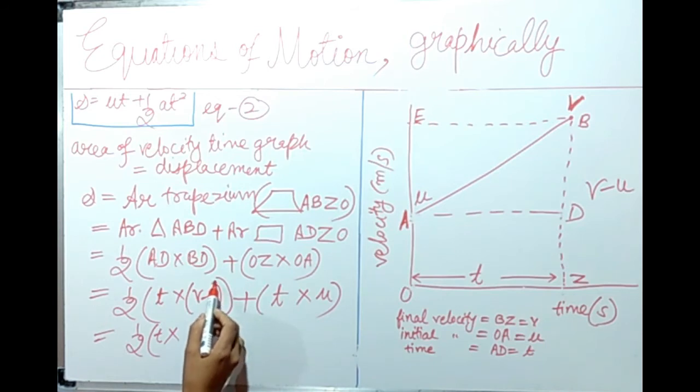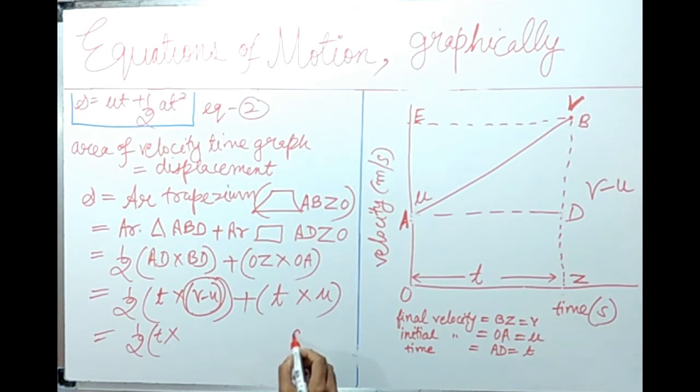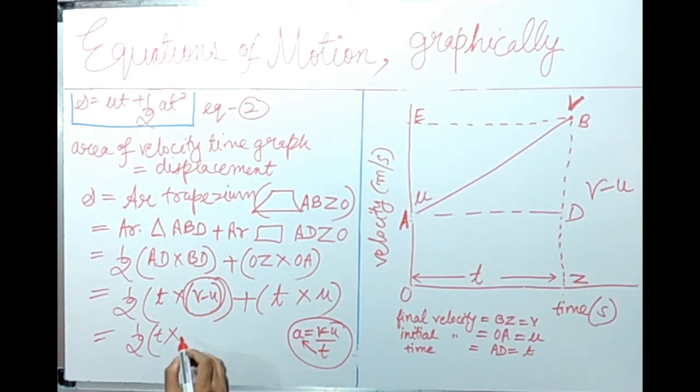Can you find out the value of v minus u? What is v minus u? Acceleration a equals (v minus u) by t. We know this formula already. Acceleration is change in velocity by time taken. So from here v minus u is equal to at. So we will substitute v minus u by at, plus t into u, that is ut.